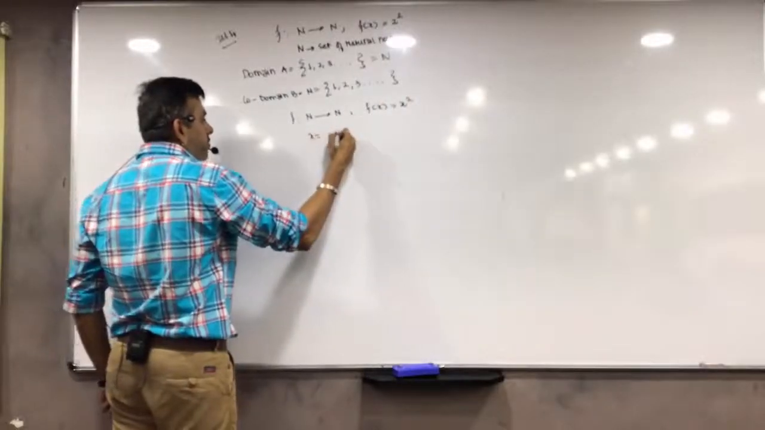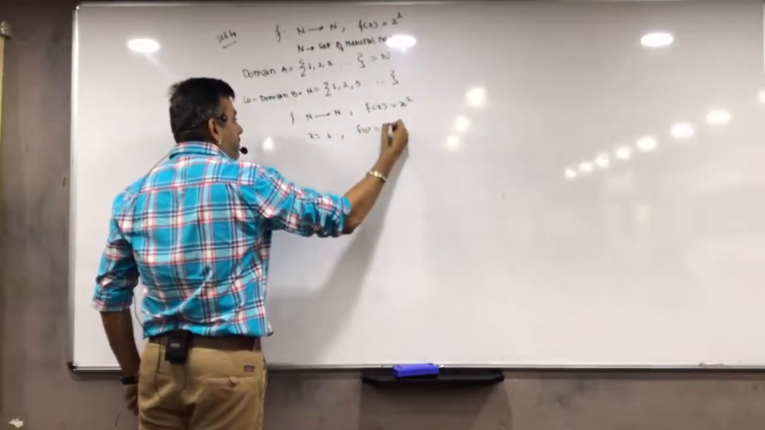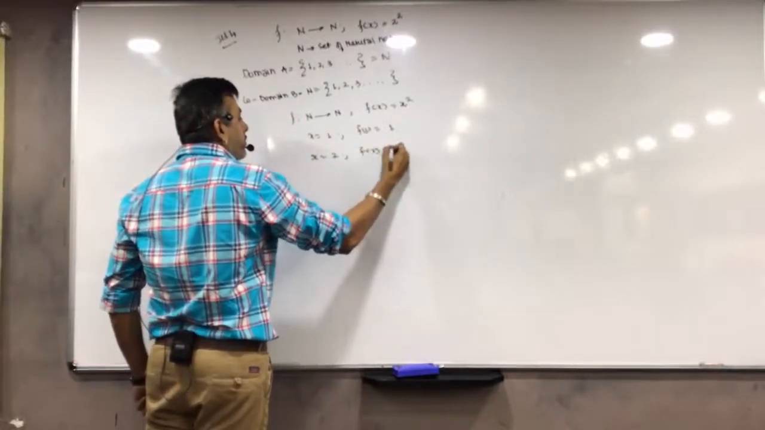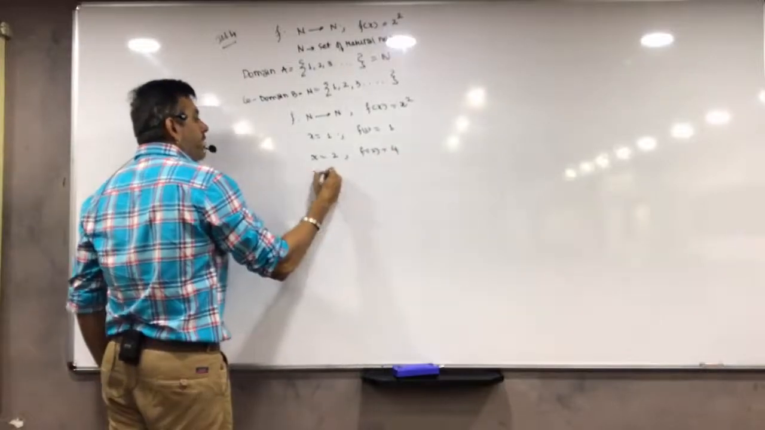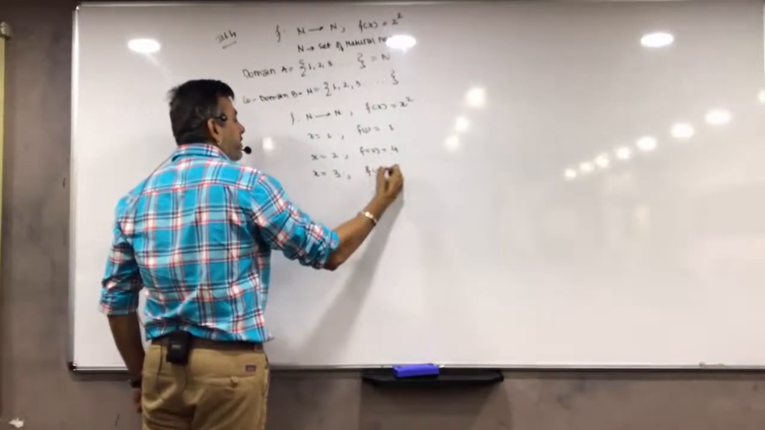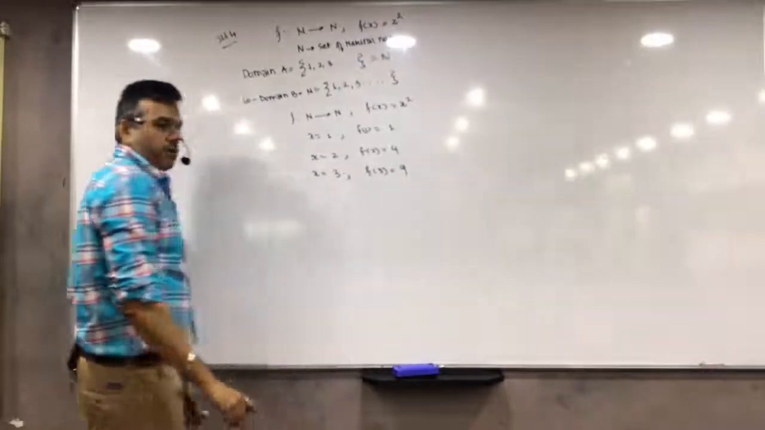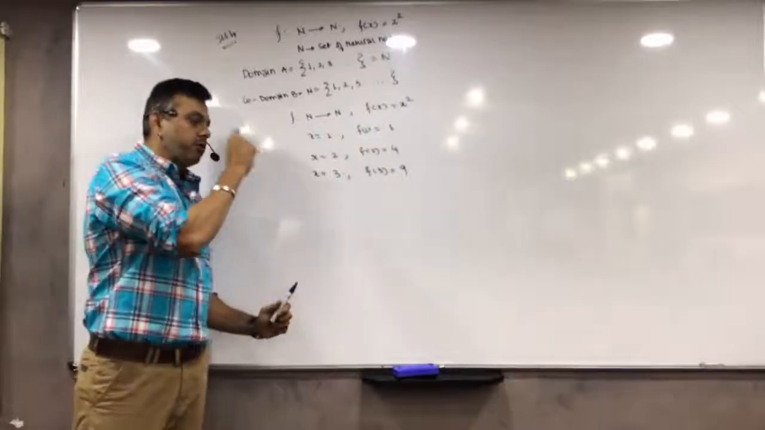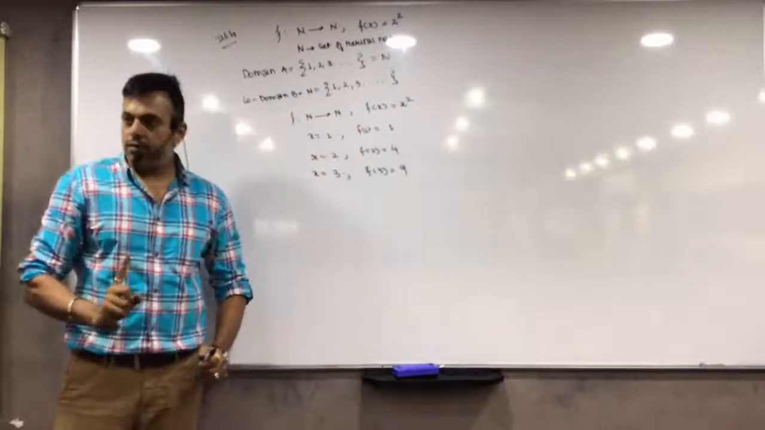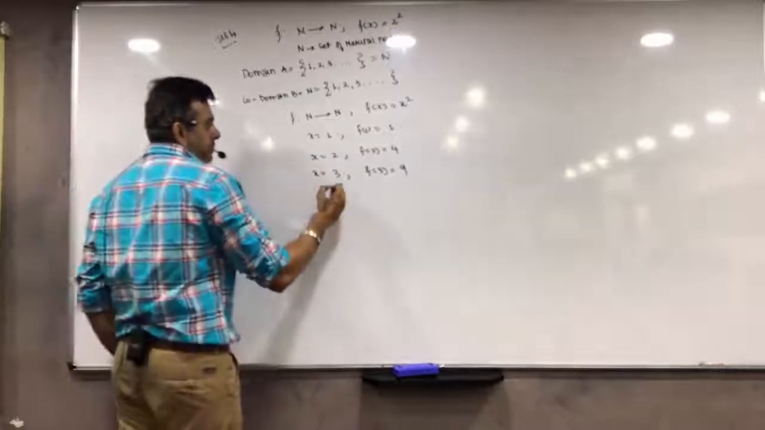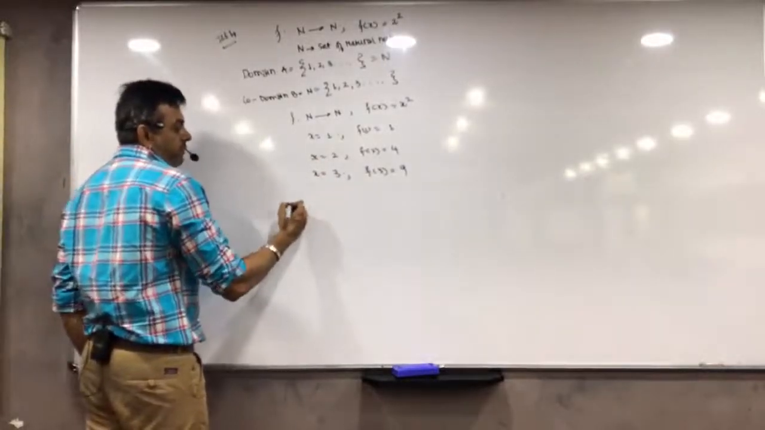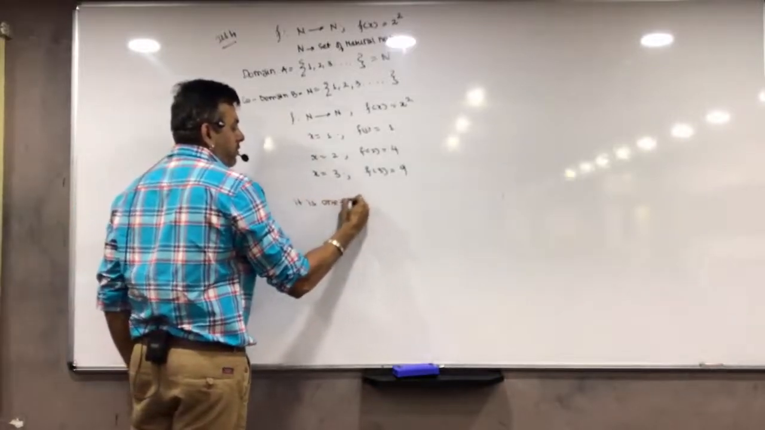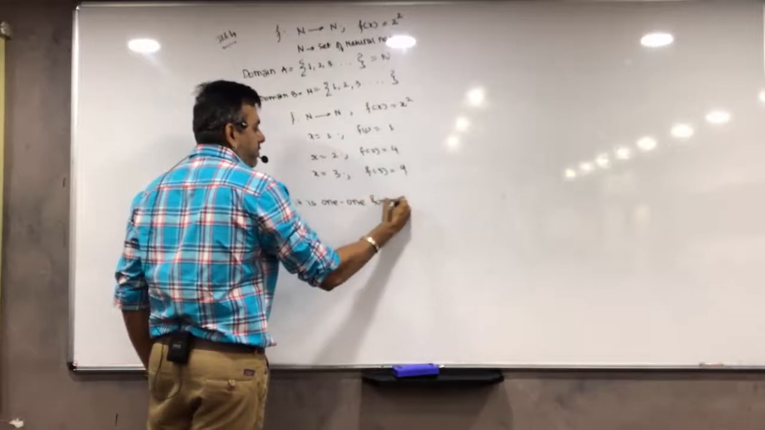So x is equal to 1, f of 1 is equal to 1. x is equal to 2, f of 2 is equal to 4. x is equal to 3, f of 3 is equal to 9. Can I say for one input there is only one output? Okay. So which function? It is one one function.